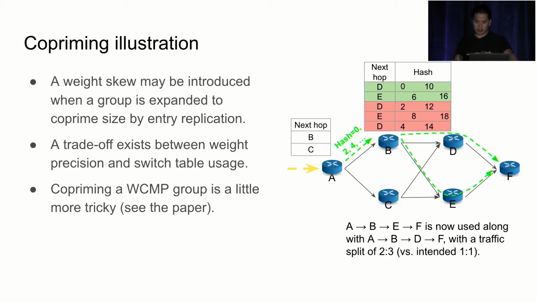Previously, the intended traffic split is 1-to-1 between D and E, but now due to this replication scheme, the new split is actually 3-to-2. So now you see there's a trade-off between the weight precision and how many switch ECMP table entries you're going to burn. And we just talked about expanding and resizing an ECMP group. Co-priming, or resizing, a WCMP group is a little bit more tricky, and a simple replication may not work very well. So I encourage you to read the paper about this.